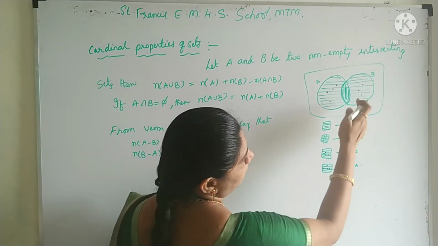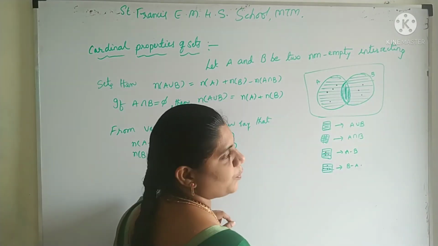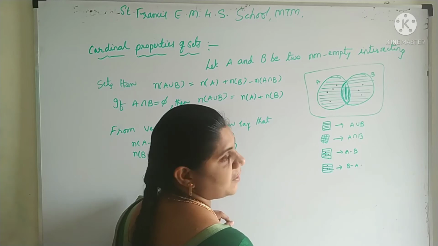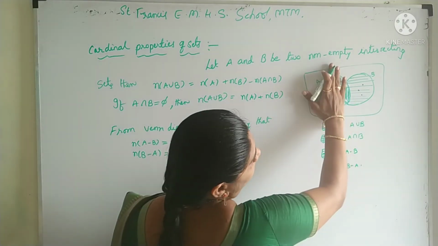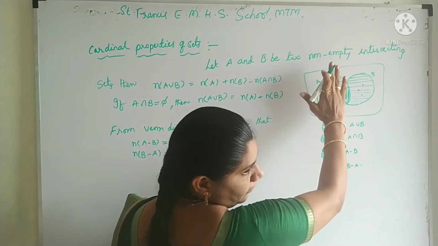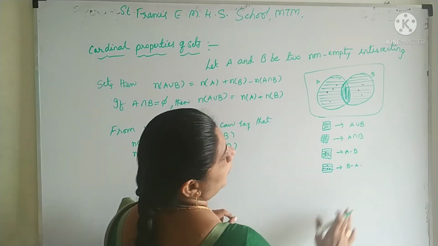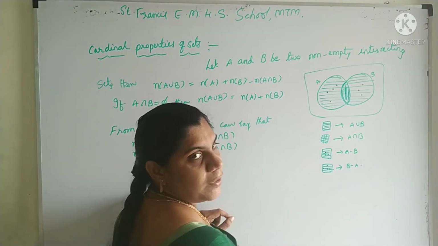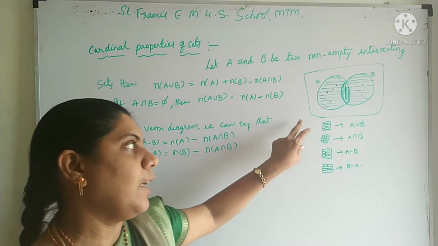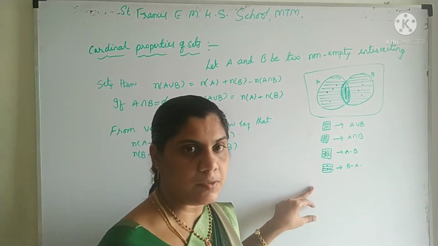B minus A, I represented with the blue dots. This represents B minus A, the elements that belong to B only, not to A. So these are the things we can know from this Venn diagram.